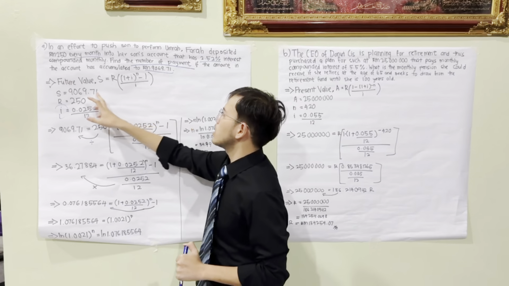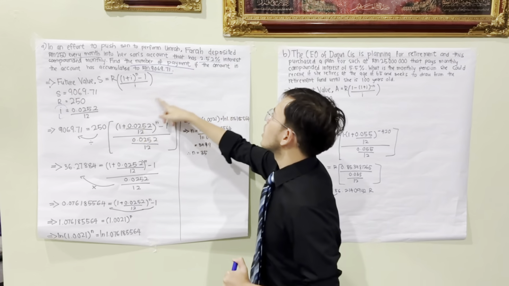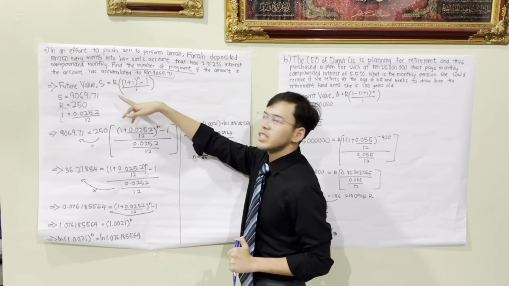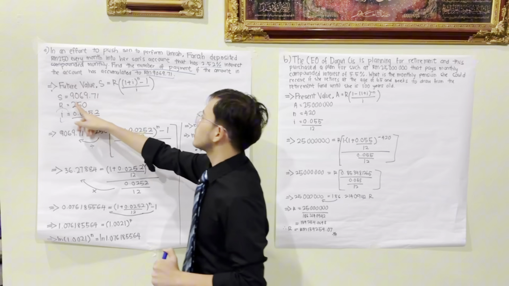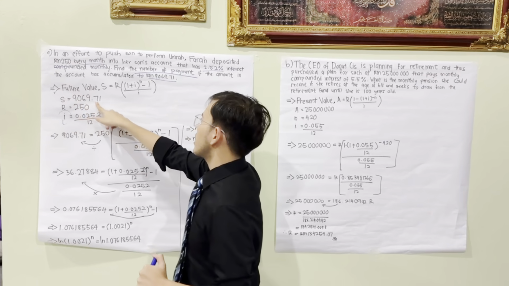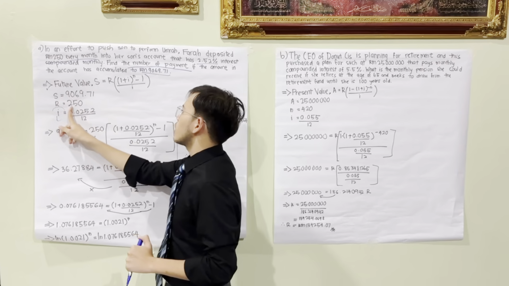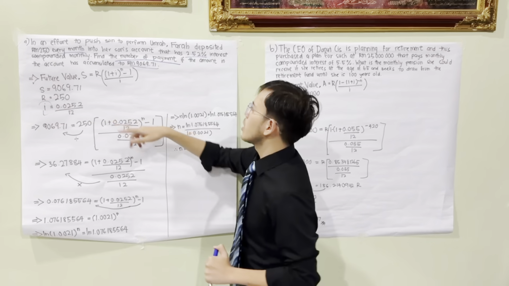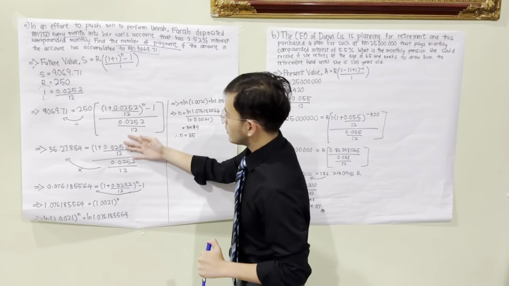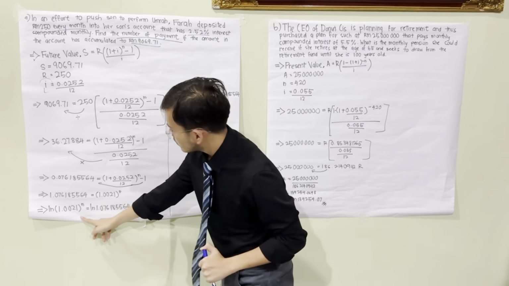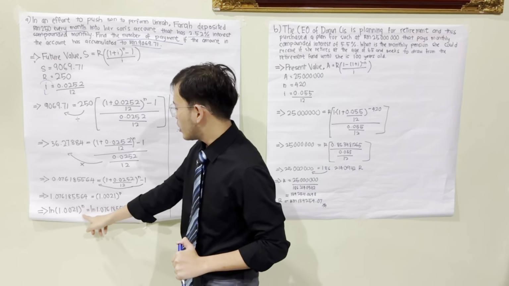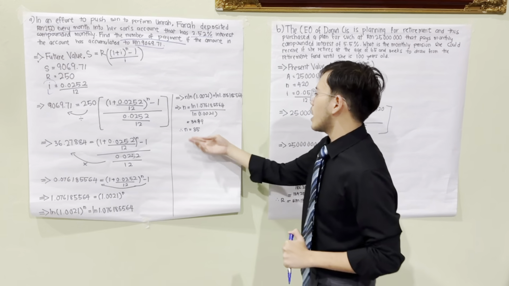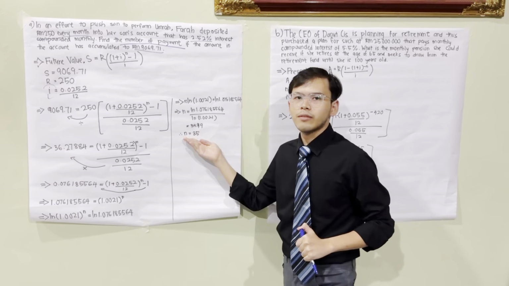We use this formula, future value, and we gather the information from this question. We got S equal to 9,069.71, R equal to 250, and i equal to 0.0252 per 12. Okay, so this is how we calculate it. We use log for n, and then we got n equal to 35.